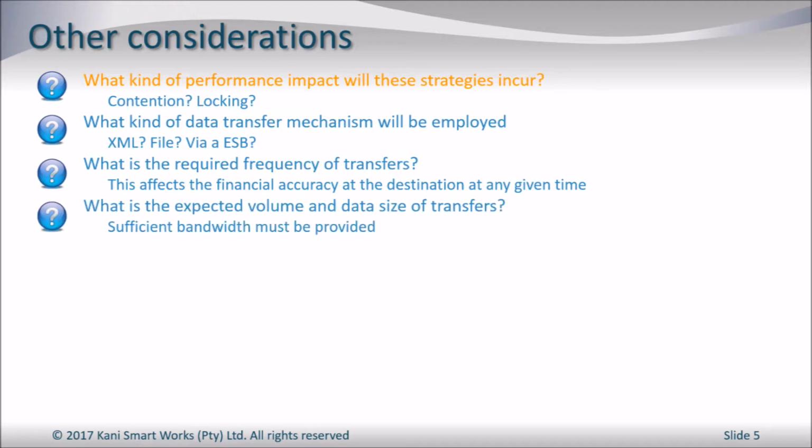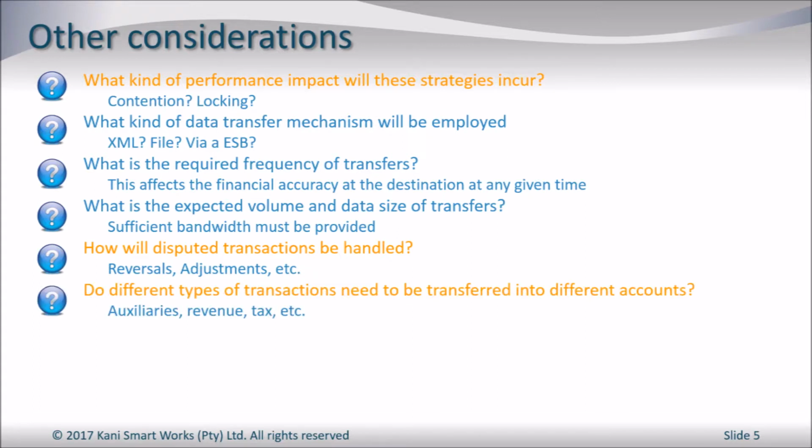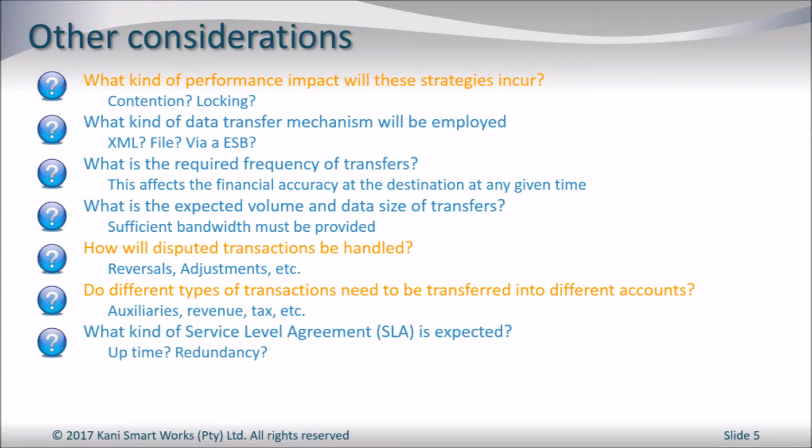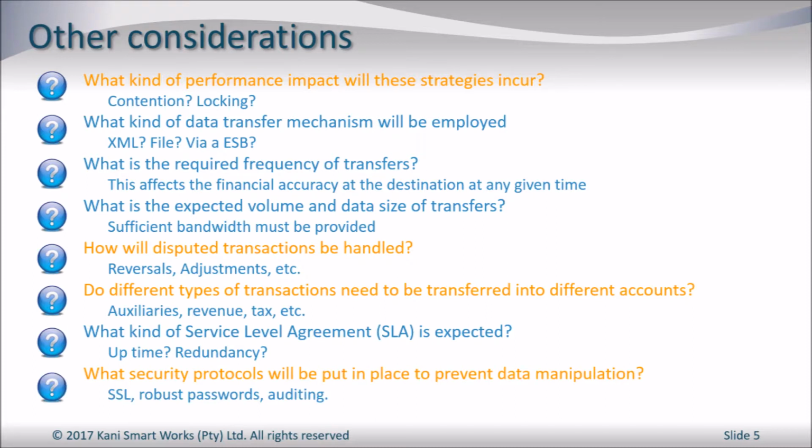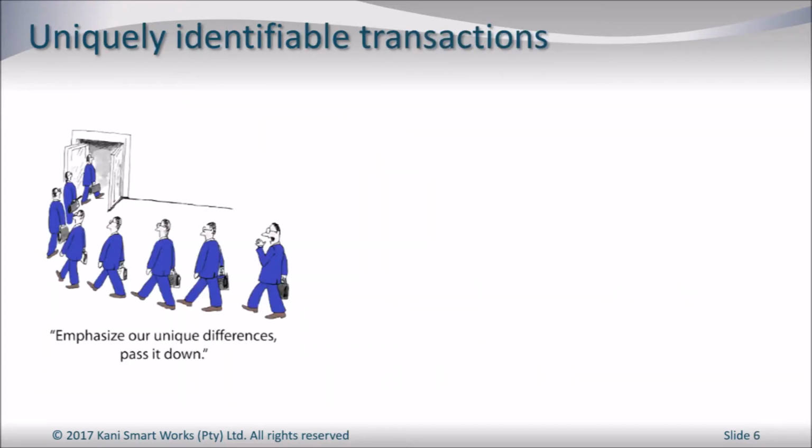What's the expected volume and data sizes of transfers? Sufficient bandwidth must be provided. How will disputed transactions be handled? Reversals? Adjustments? Do different transaction types need to be transferred into different accounts, such as auxiliaries, revenue, tax, etc.? And what kind of service level agreement or SLA is expected? Uptime, redundancy? Finally, what security protocols will be put in place to prevent data manipulation? SSL, robust passwords, auditing? So the first requirement is quite simple.